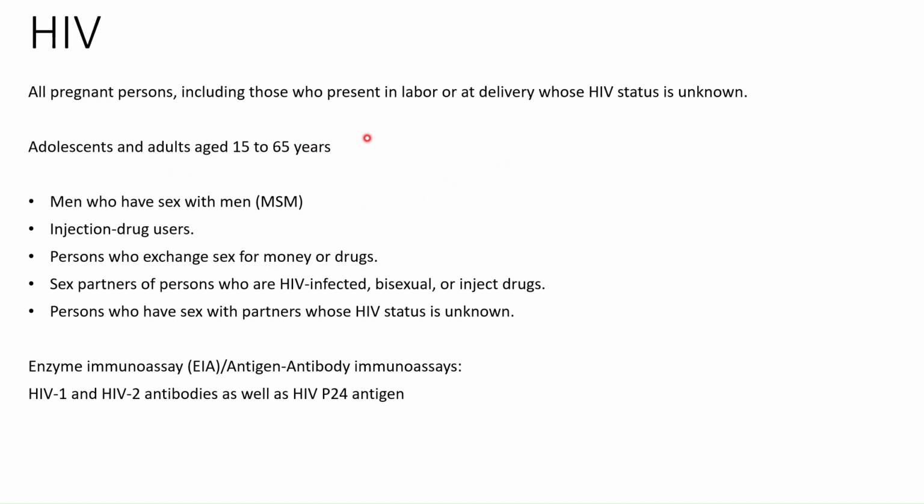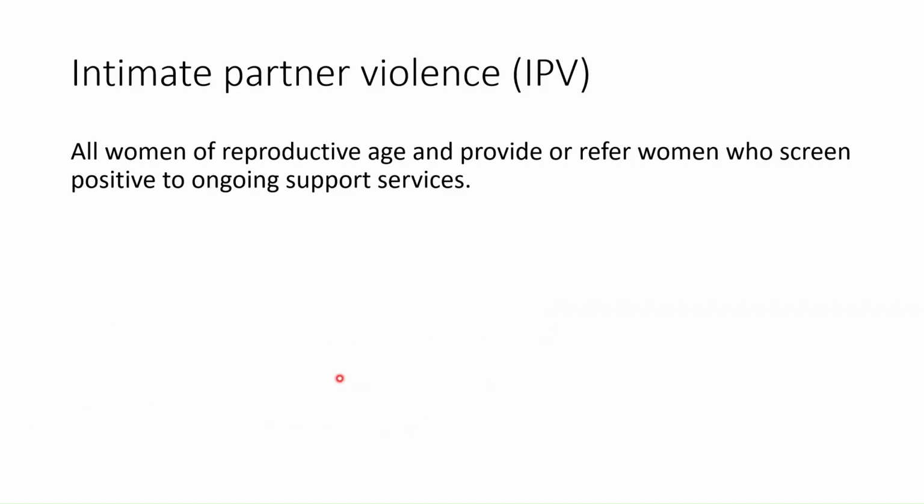So who basically should be tested for HIV? Men who have sex with men, IV drug abusers, persons who exchange sex for money or drugs, or sex partners of persons who are HIV infected by sex or injected drugs, or persons who have sex with a partner whose HIV status is unknown. The test used is enzyme immunoassay or antigen antibody immunoassay.